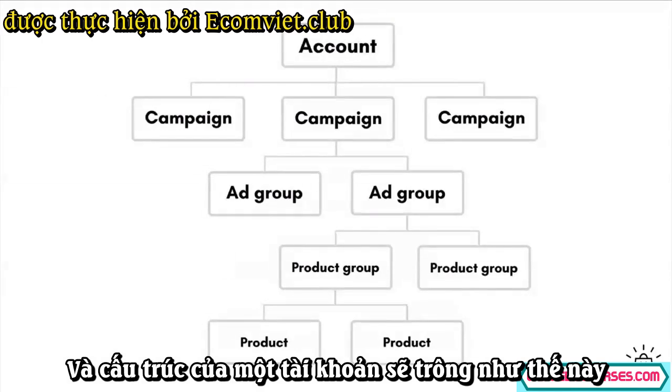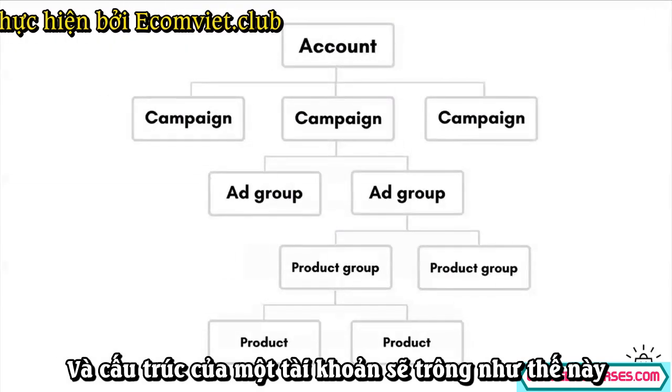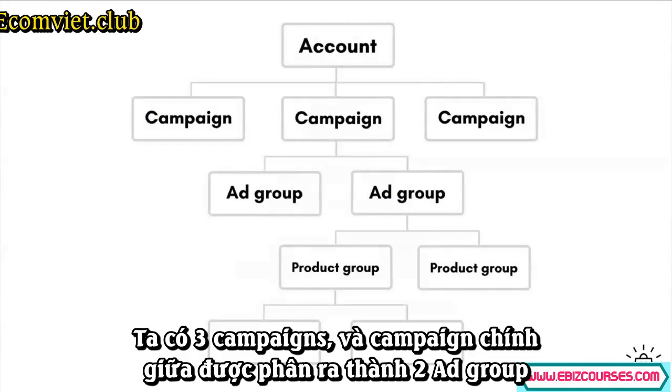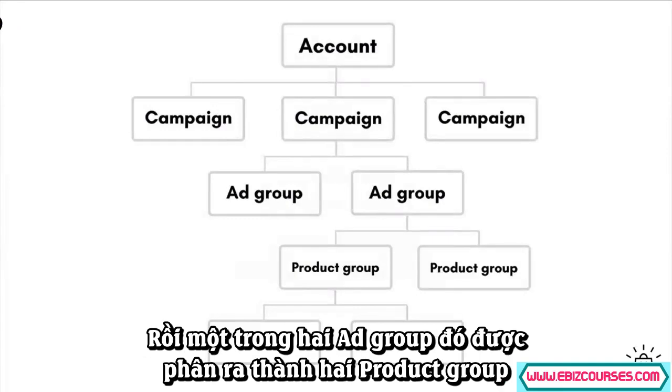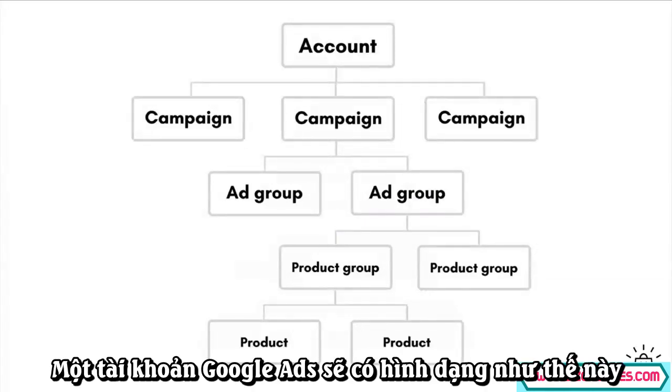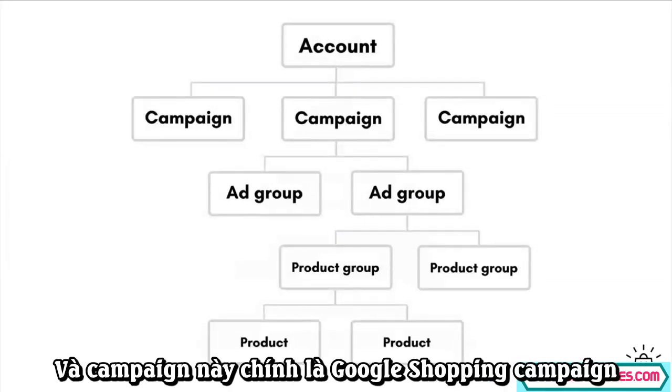And here's what an account structure looks like. So up top, we have the AdWords account. We have 3 campaigns, and then that middle campaign is split up into 2 ad groups. And then one of those ad groups is split up into 2 product groups. And then one of those product groups is split up into 2 products. So this is what the Google Ads account looked like, and that campaign is a Google Shopping campaign.